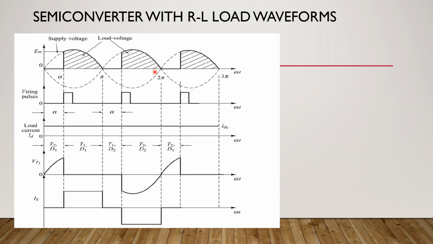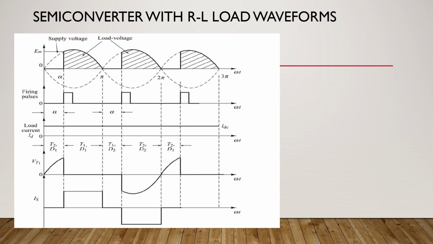But what is different is that the conducting devices are different. Your conducting devices are T1 and D1 during alpha to pi, then T1 continues from pi to pi plus alpha, but along with D2. So T1 D1, then T1 D2, then T2 D2, then T2 D1, and it continues. Since we are assuming continuous conduction, it keeps going like this.